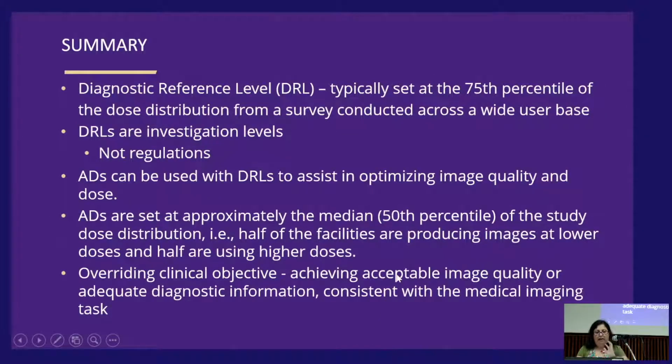So in summary, I talked about diagnostic reference levels. What they are, reminded you again that they are investigation levels. They are not regulations. I also talked about median or ADs, 50th percentile. And you need to look at both of them and be somewhere between achievable dose and DRLs when you're optimizing your protocols. Of course, the larger the patient, your numbers are going to be much higher. So it's for an average size patient. And overall, the overriding clinical objective of doing DRLs is you want to get acceptable image quality or adequate diagnostic information consistent with medical imaging tasks.